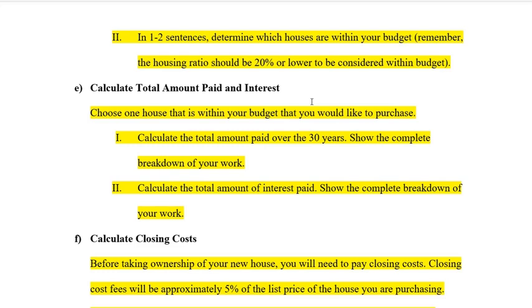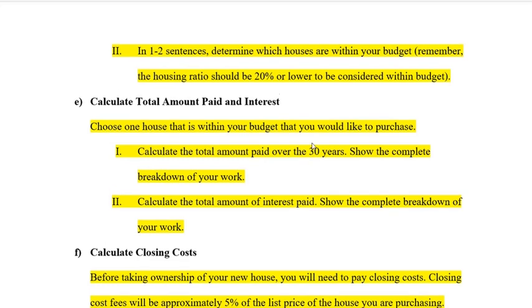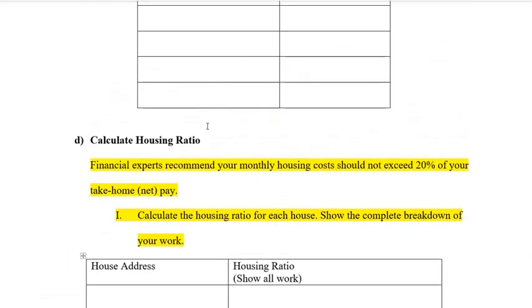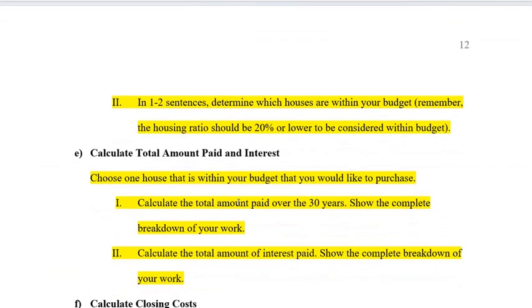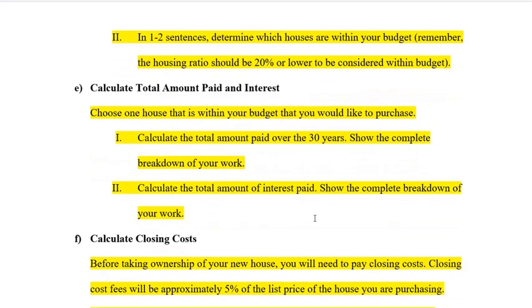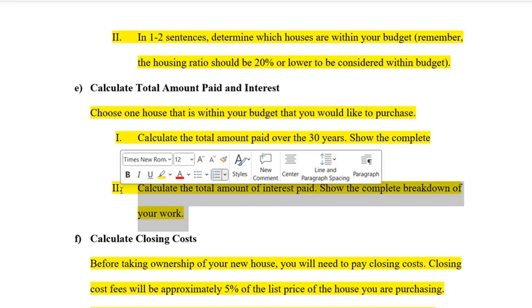Total amount paid over the 30 years, all you have to do is take whatever monthly payment you calculated using that website for your house and then multiply it by 12, because that would be for a full year's payment on the house, and then multiply that result by 30 because they're saying for 30 years. And so the interest paid, all you have to do is take your answer from this part and subtract the house cost, the original cost of the house.